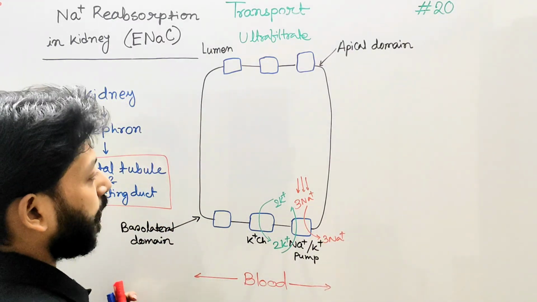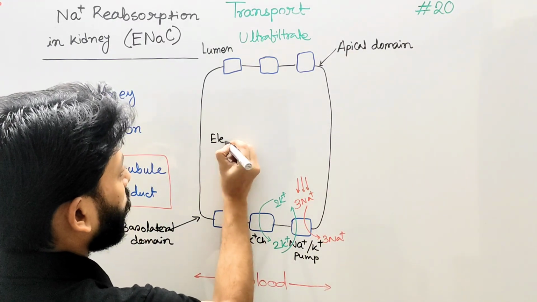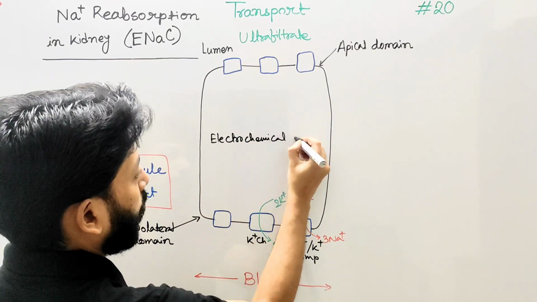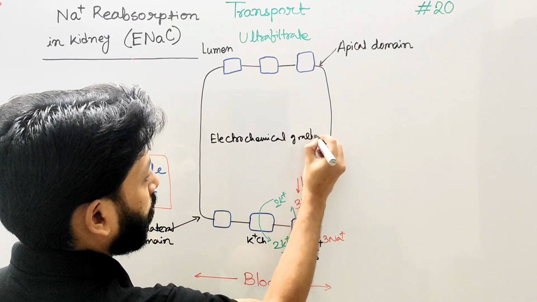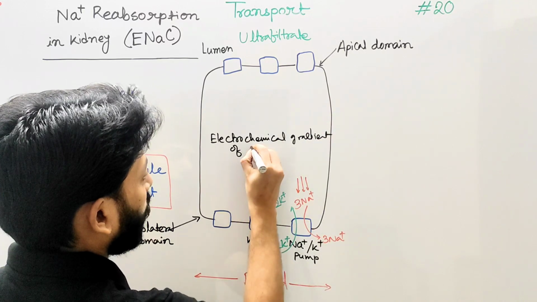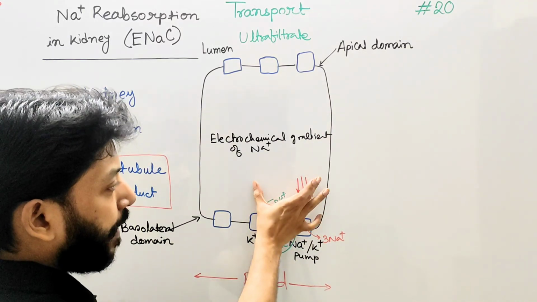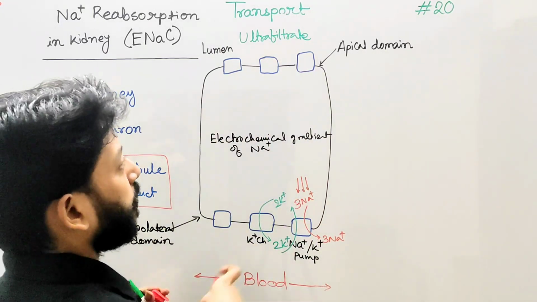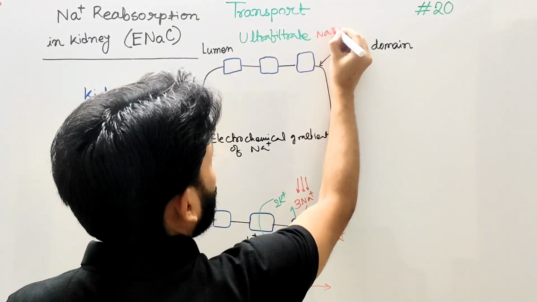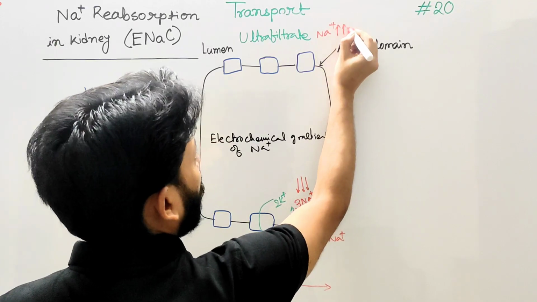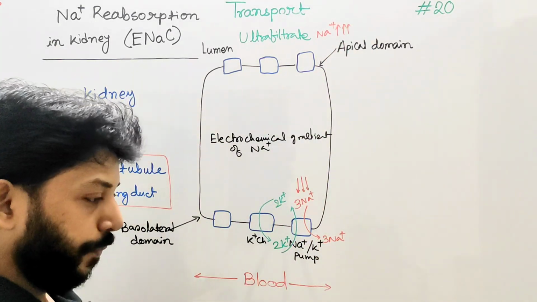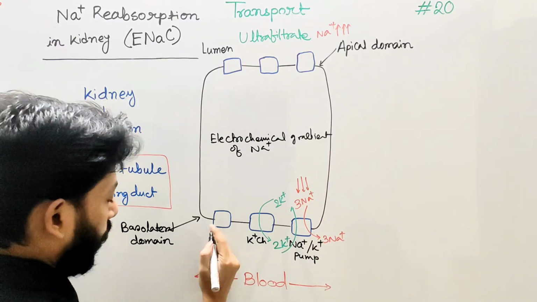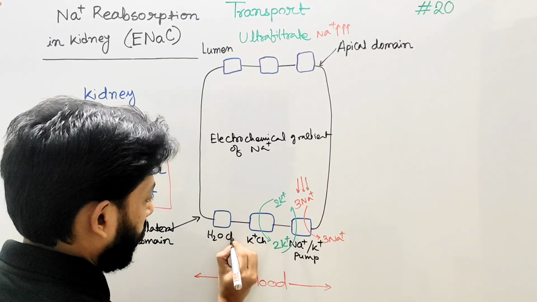Remember this term. It generates the electrochemical gradient of sodium, because inside the cell the sodium concentration is low, and in the ultrafiltrate, remember, the sodium concentration is high. So this is the electrochemical gradient of sodium. Here this is the water channel. I will talk about this later.